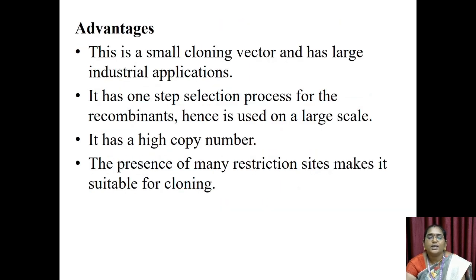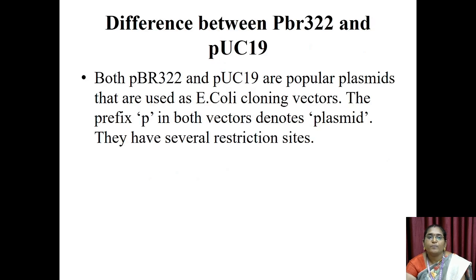Advantages of pUC19 vector. This is a small cloning vector and has large industrial applications. It has a one-step selection process for the recombinants. Hence, it is used on a large scale. It has a high copy number. The presence of many restriction sites makes it suitable for cloning. Difference between pBR322 and pUC19.